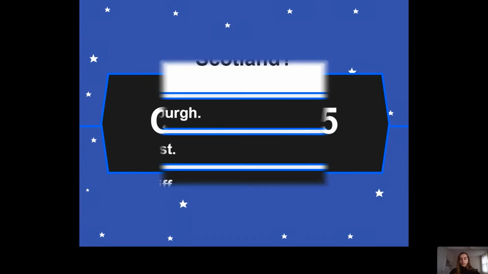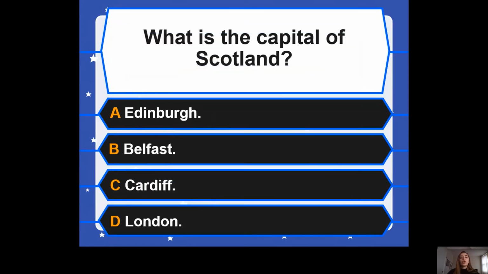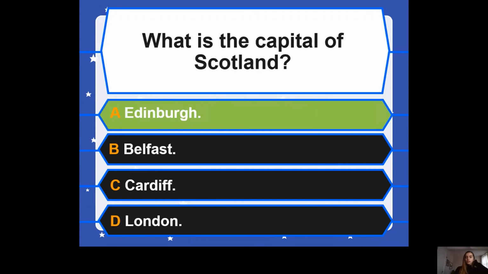Question number 5. What is the capital of Scotland? Can you remember the capital of Scotland? Is it A, Edinburgh, B, Belfast, C, Cardiff, or D, London? Which one of those is the capital of Scotland? 5 seconds. Okay, let's find the answer. Well done. It was A, Edinburgh. Edinburgh is the capital city of Scotland.